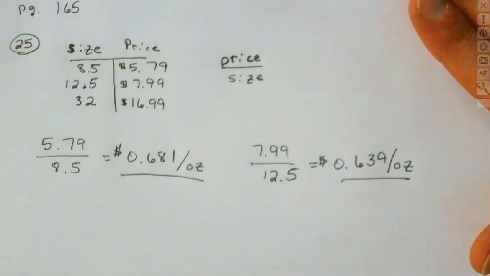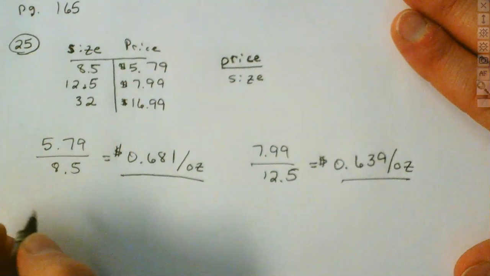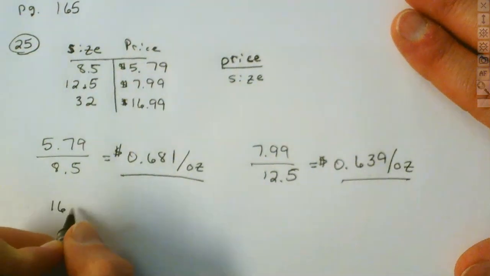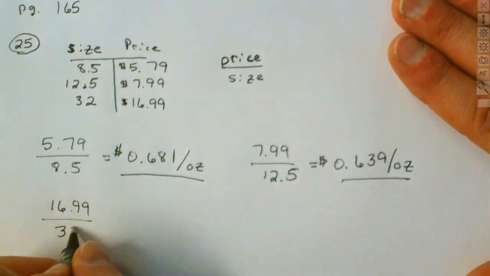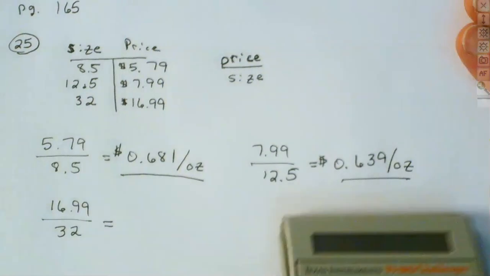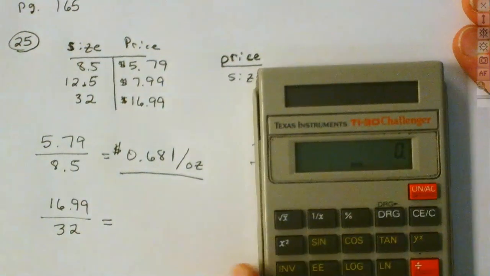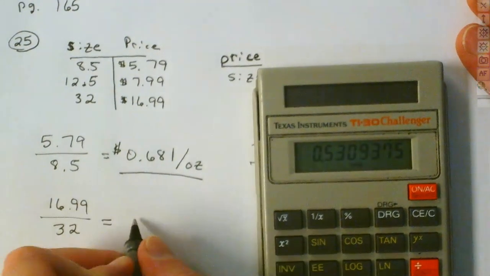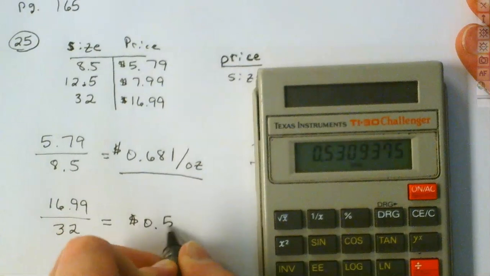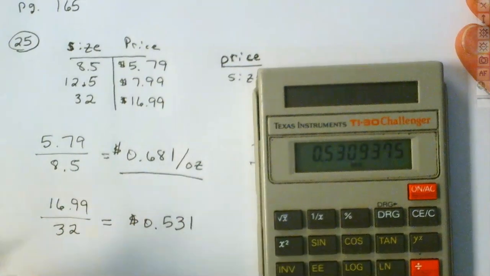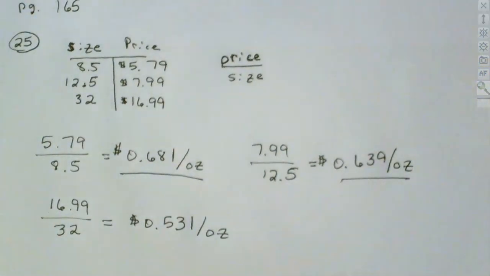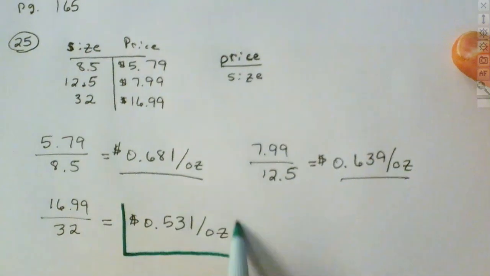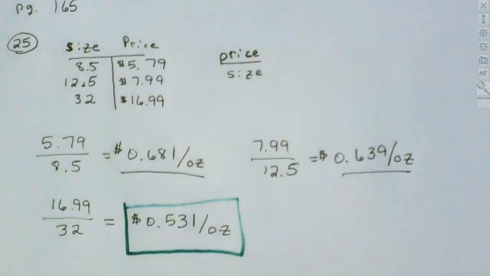And what about the very last one? The largest container. The largest container is $16.99. And we're going to divide that by our 32 ounces. And let's see what that one would come out to be. So we've got $16.99. We're going to divide that by 32. And that comes out to be 0.53 if we round 1. And we want the best buy, so we want the one that's the cheapest per ounce. And that's going to be the largest container.